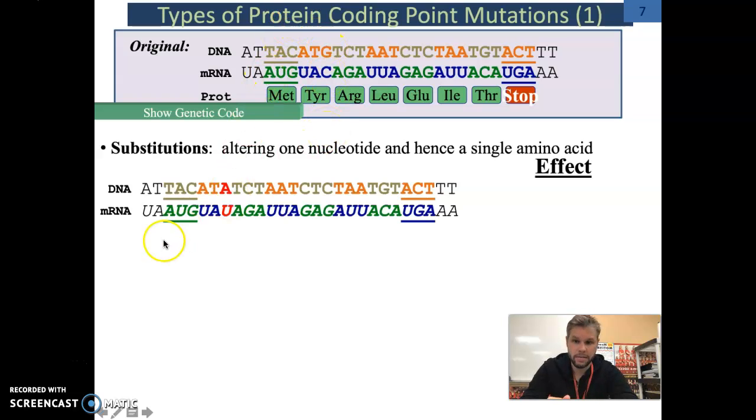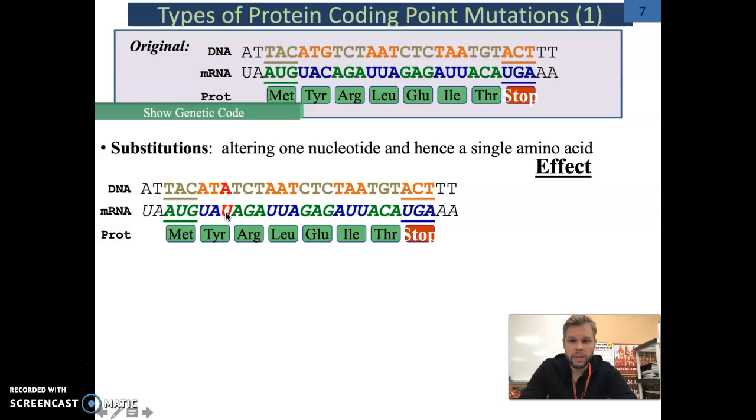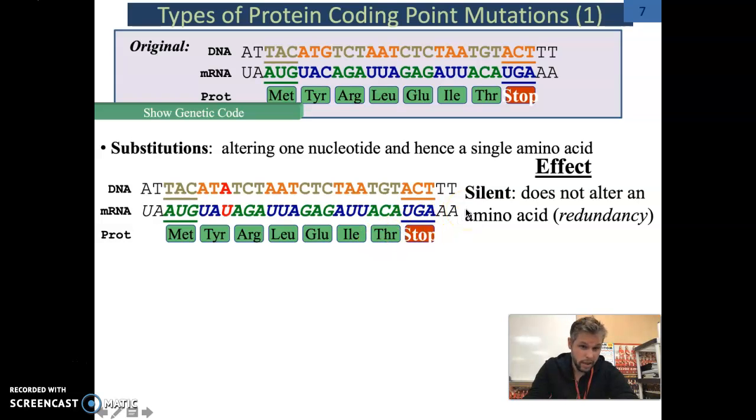What's the effect, right? So here again is my start codon. This is going to change our mRNA to a U instead. And if we actually go through and translate all those, we get the exact same amino acid sequence. So if we have the same amino acid sequence, what do we call that? Well, we call that a silent mutation. It does not alter the amino acid sequence, so it's silent.